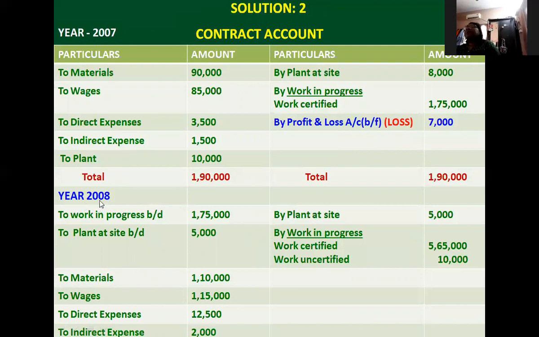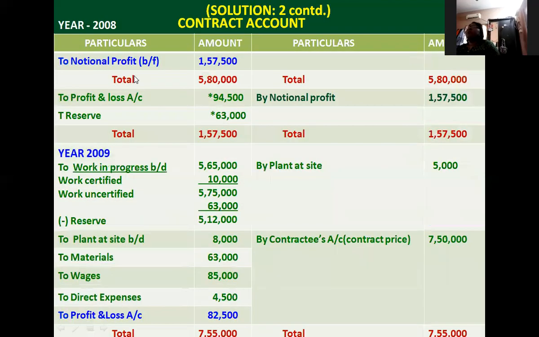In the next year, 2008, I brought the closing plant of the previous year as opening plant, and the closing work in progress of the previous year as opening work in progress. So work in progress 1,75,000, and debit the expenses given for the year 2008. Then for plant at site, as per the problem, I mentioned the closing value of the plant, and work in progress, both work certified and work uncertified were given. So I mentioned them there. On the next page, I calculate the notional profit by balancing both debit and credit sides.